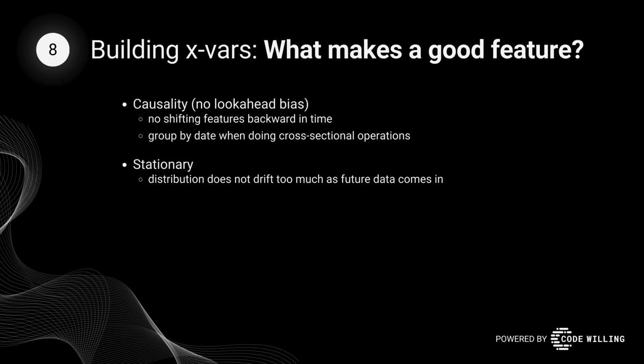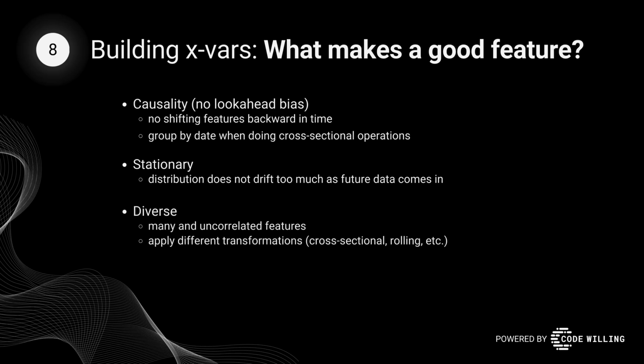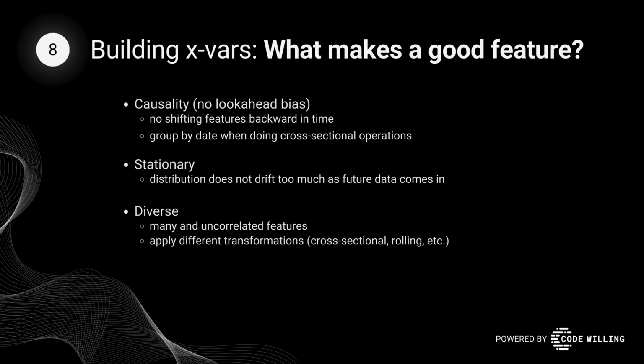We also want a diverse set of features. Having many features is good, but it's even better if they're not too correlated with each other. Consider using cross-sectional, rolling, or other transformations to capture different market behaviors and signals. While models like LightGBM are fairly robust to collinear features, it never hurts to reduce redundancy where possible.